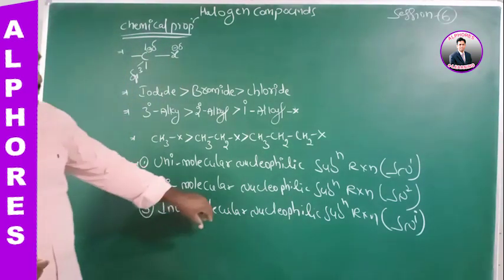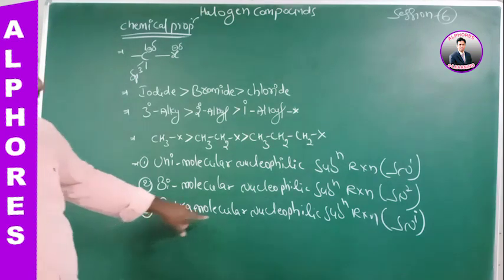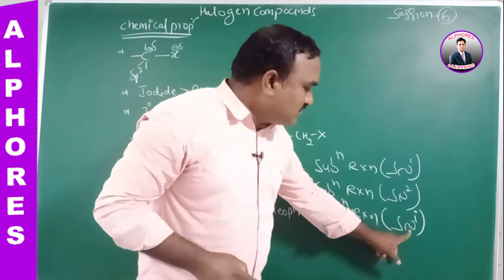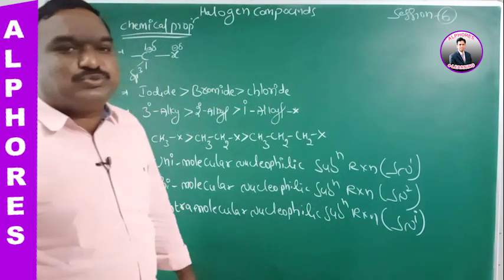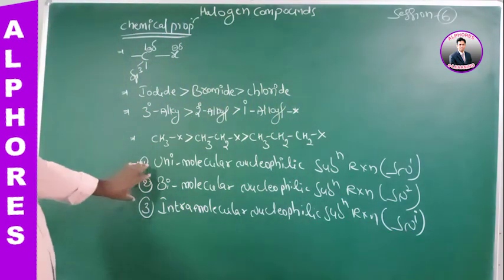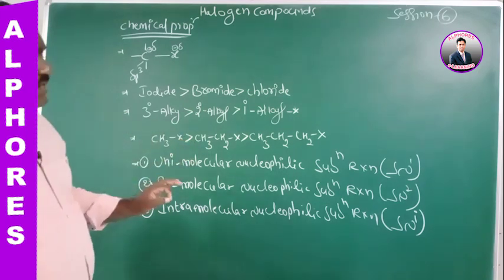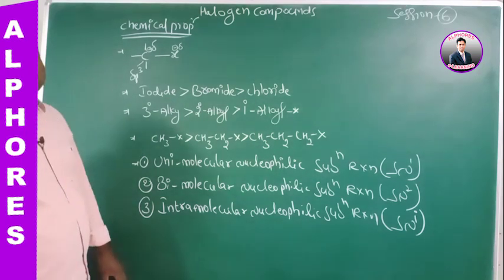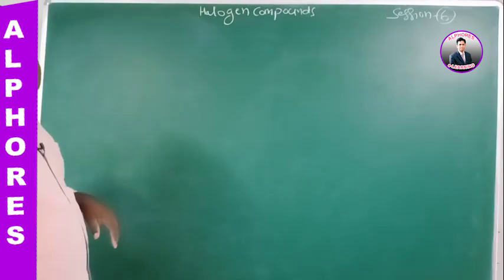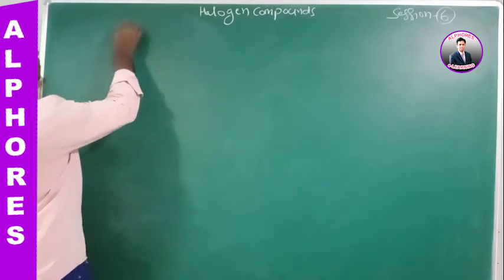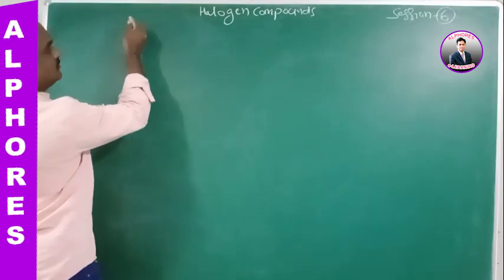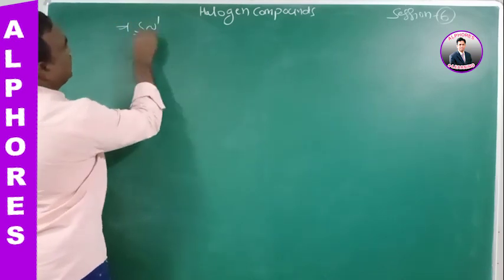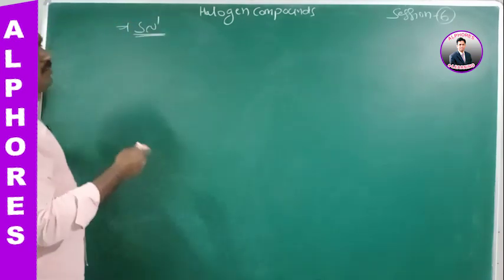Intramolecular nucleophilic substitution reactions are internal nucleophilic substitution reactions. I means intra, N means nucleophile, S means substitution. So there are 3 types: unimolecular SN1 reactions, SN2 reactions, and SNi reactions. Now we will see SN1 reactions: the unimolecular nucleophilic substitution reaction, its example and mechanism.